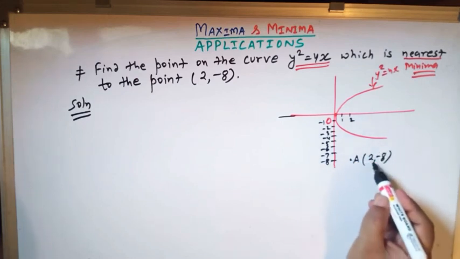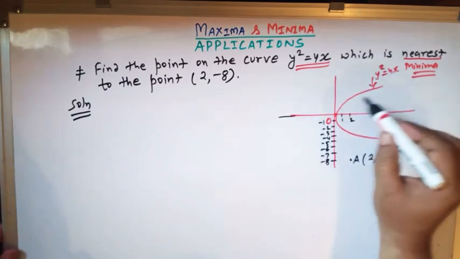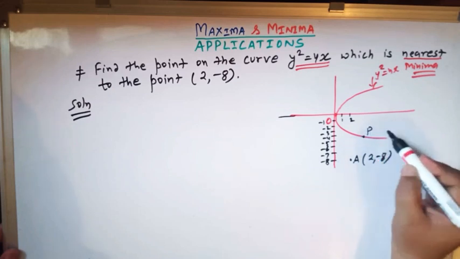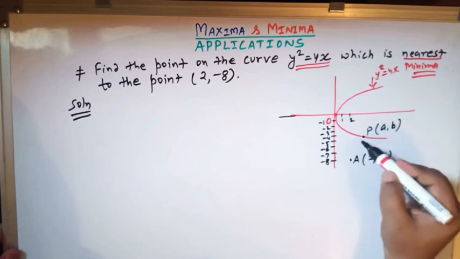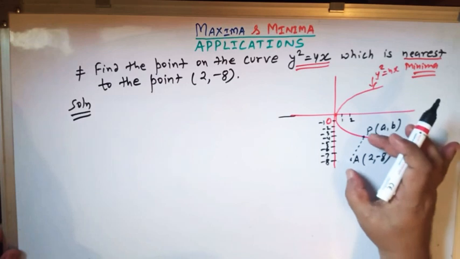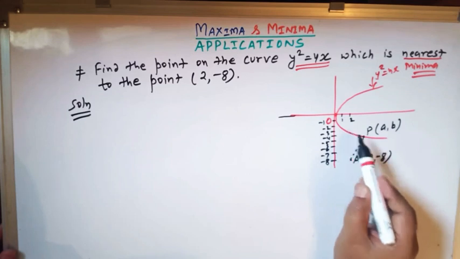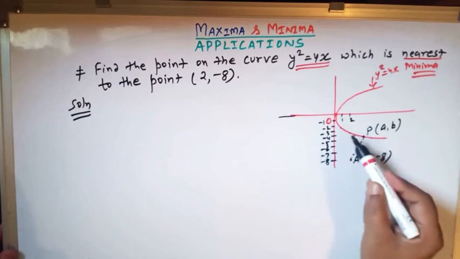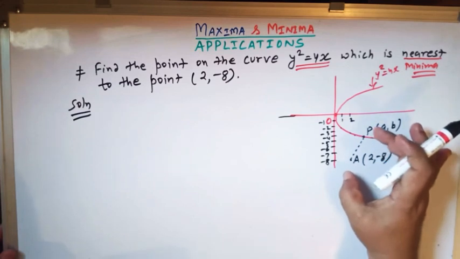So this point is 2 comma minus 8, and we have to find a point on this curve. Say the point is here. Clear? Say the required point is P, and say the coordinates of this point are a comma b. Now this is the nearest point. There may be points here, here, here, here, or we can take points here, but out of all those distances, this PA is the minimum distance.